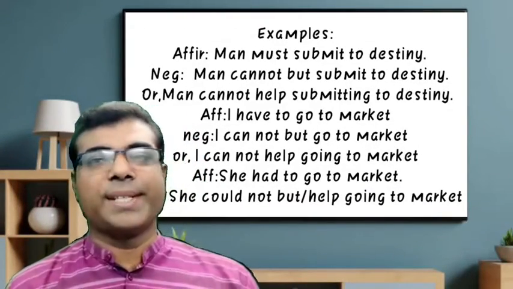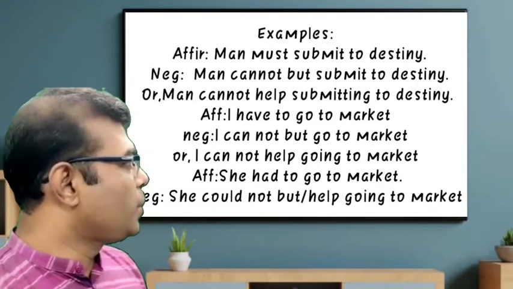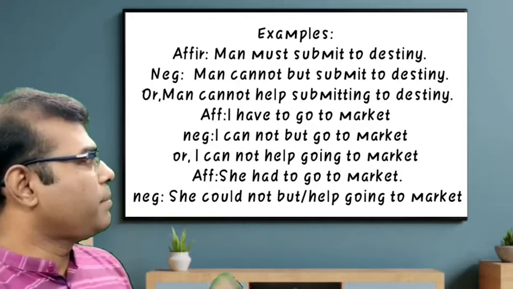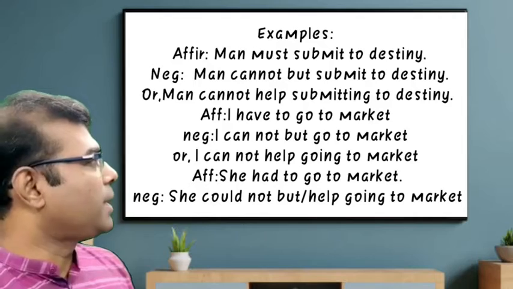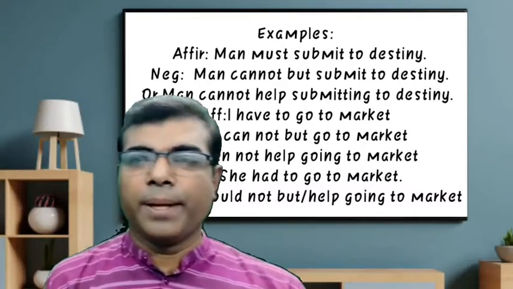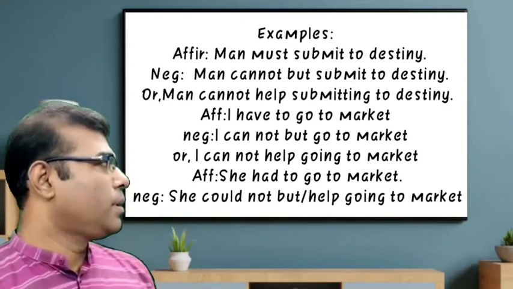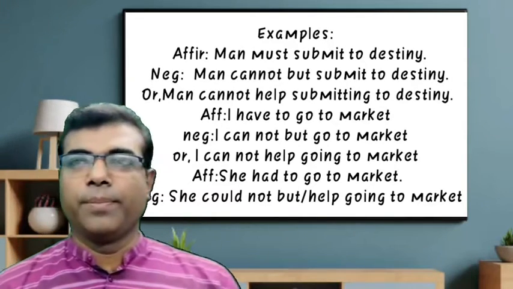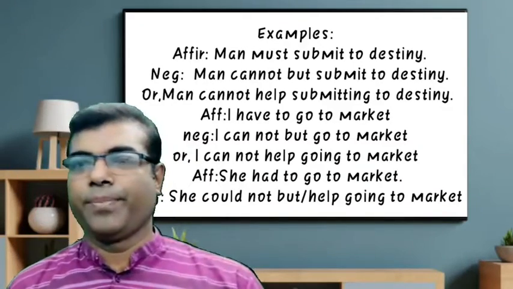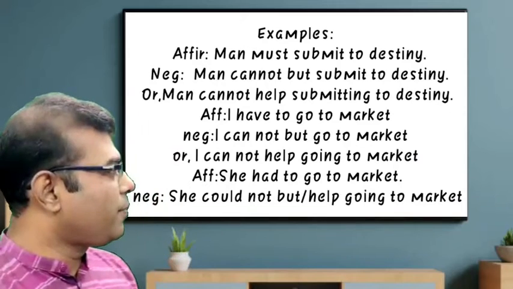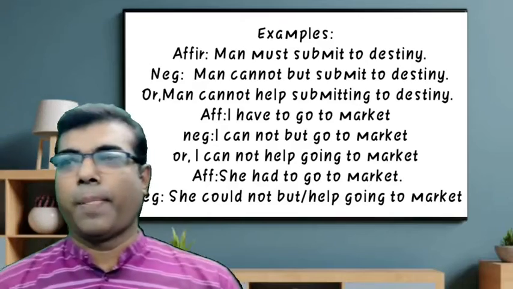Dear students, now I am giving you some examples. Man must submit to destiny. Here we can see must. We have to use cannot but instead of must. That means the answer will be: man cannot but submit to destiny. We can also use: man cannot help submitting to destiny. If we use cannot help, we have to add ing after the base form of the verb.